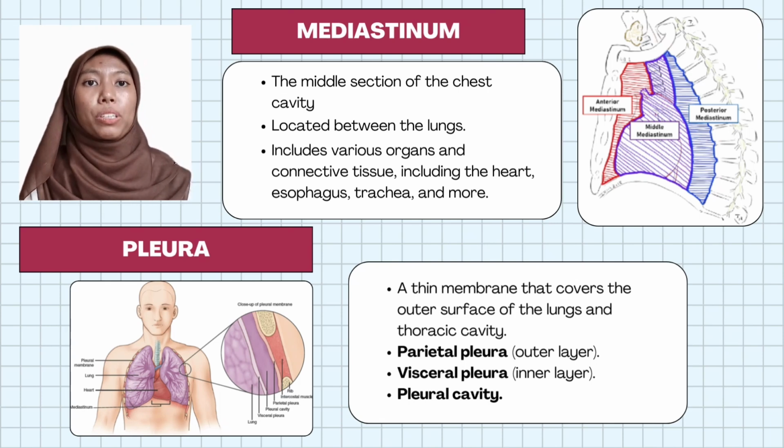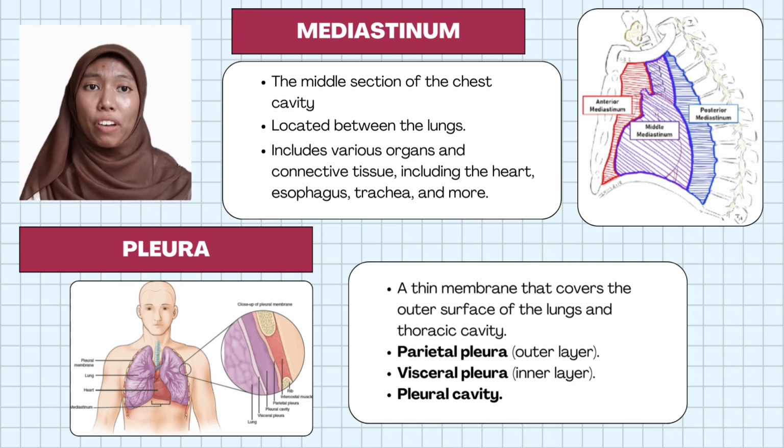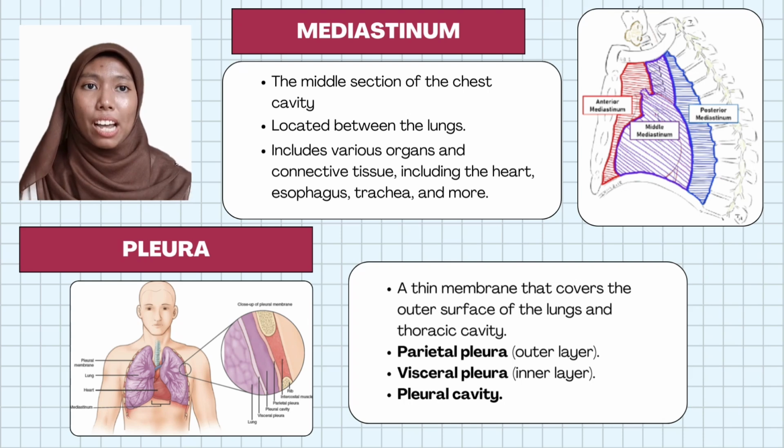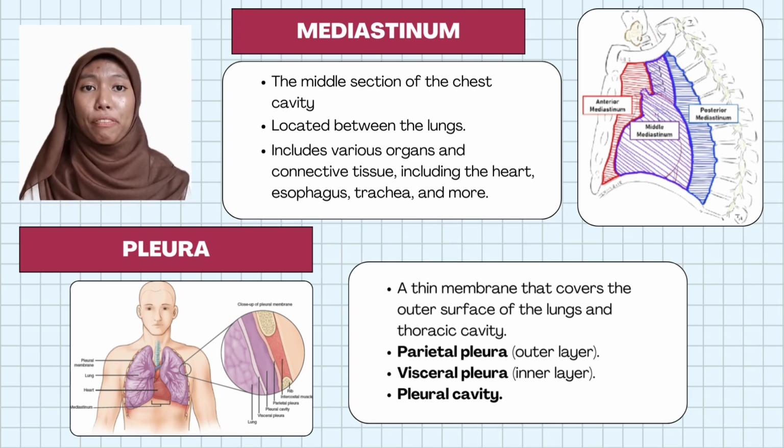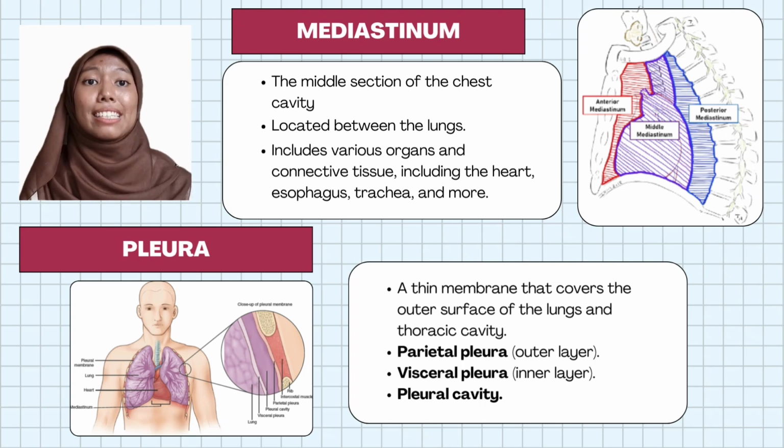This area contains connective tissue and various organs including the heart and its veins and arteries, the esophagus, trachea, bronchi and thymus gland, and lymph nodes. The last one for the lower respiratory tract is the pleura. The pleura is a thin, moist and slippery membrane that covers the outer surface of the lungs and lines the inner surface of the thoracic cavity.